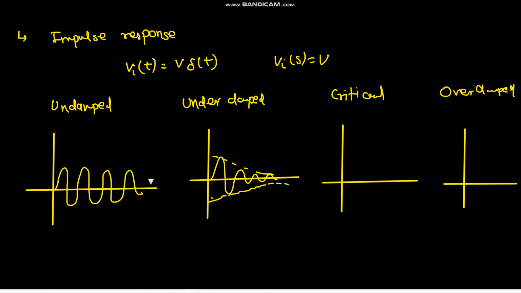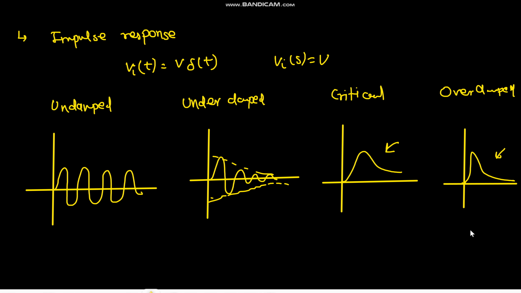So for critically damped the response is something like this, and for overdamped the response is something like this. This one is faster, this one is again faster. This one is slower, but let me draw it once more. In critically damped, it will reach the value very fast and then decrease.